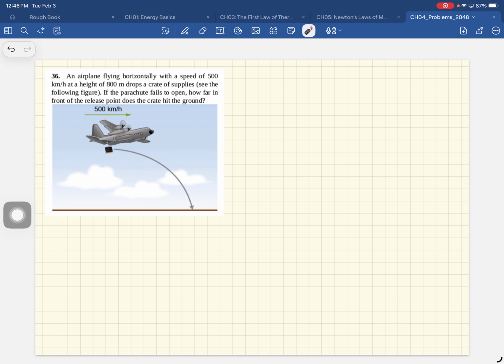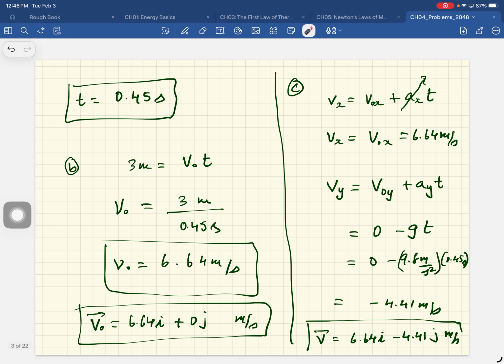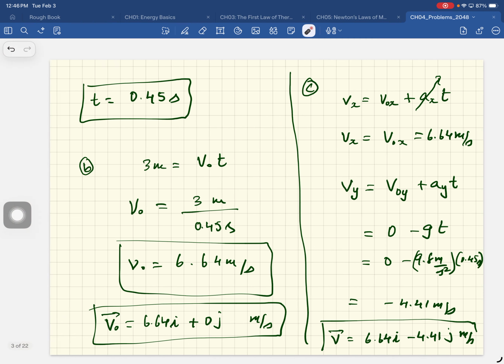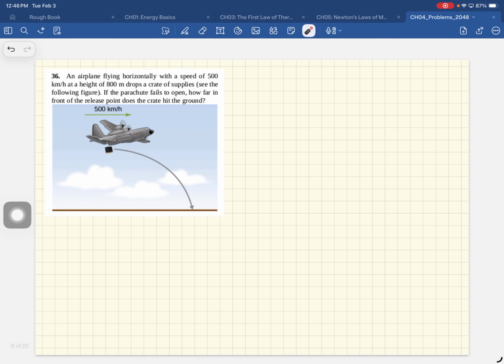In the previous problem, they gave you the distance and they wanted you to find the speed. In this problem, they're doing the opposite. They're giving you the speed at which it was released, and they want you to find the distance. So it's essentially the same problem. Instead of one variable, they're asking you to find the other variable. Again, we'll set up the problem.